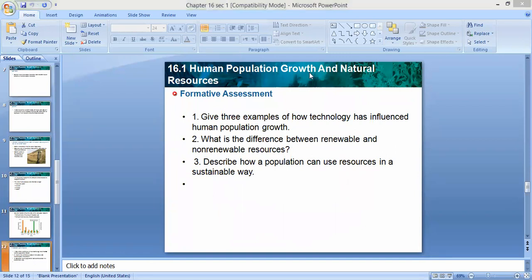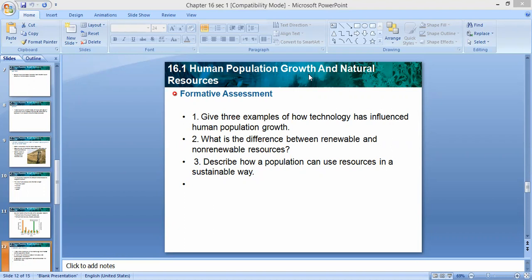Let's answer these questions before we go to the new lesson. Give three examples of how technology has influenced human population growth. Come on, how does technology influence human population growth? How does it influence it? How, Tasneem? Technology has helped through agriculture, transportation, medical advances, and other things. Bravo. With agriculture, it helps by using much equipment to produce more crops. With medicine and in transportation.